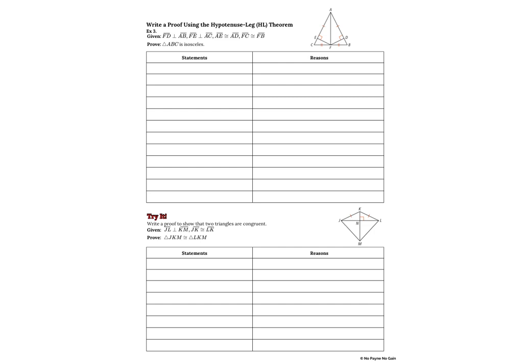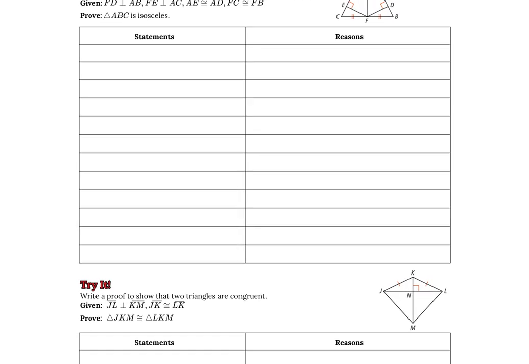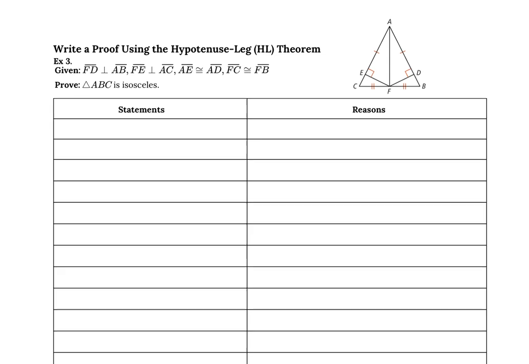All right, so now we're going to write a proof using hypotenuse leg theorem. So we are given our perpendiculars and our sides that are congruent. We want to prove that ABC is isosceles. Okay, so we're trying to prove that the entire ABC triangle is isosceles. So we're going to start this out with our givens. Zoom in just a little more.